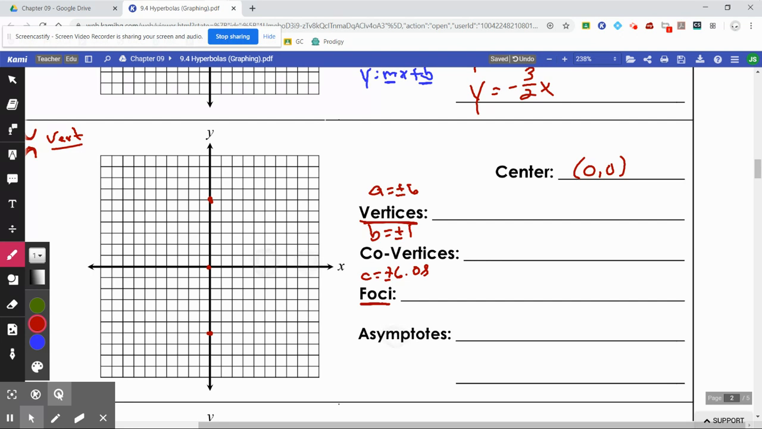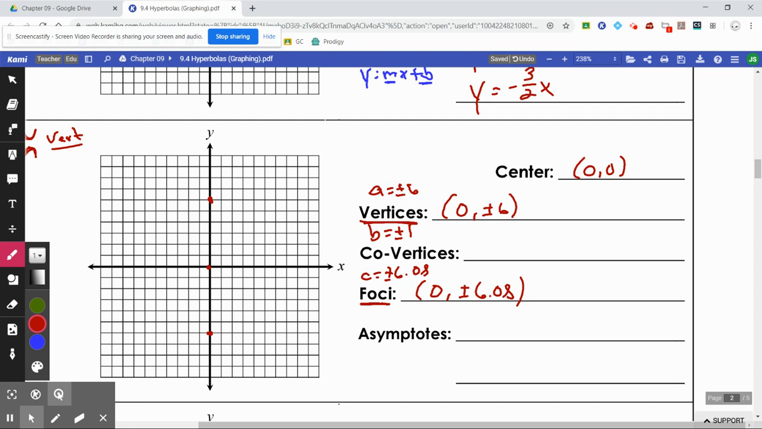Now 6.08, you can plot those, but those are just going to be barely past those vertices, so you can see where those would be. So I'm not going to plot those, but the vertices are at 0 and then plus and minus 6, and our foci are going to be at 0 and then plus or minus 6.08. I'm curious, as close as those foci are to the vertices, I want you to see what that does to our hyperbola. Will it make it skinny or will it make it fat and chunky?